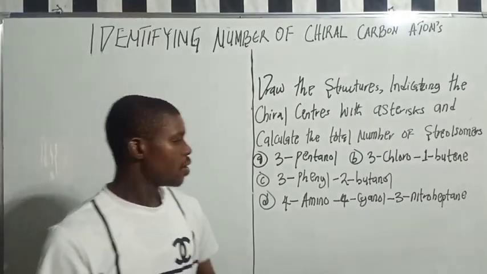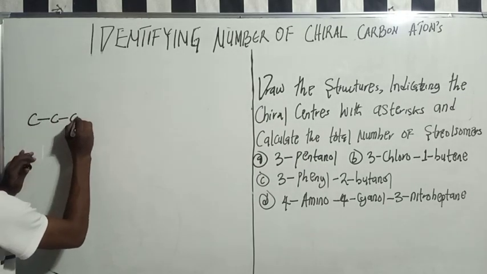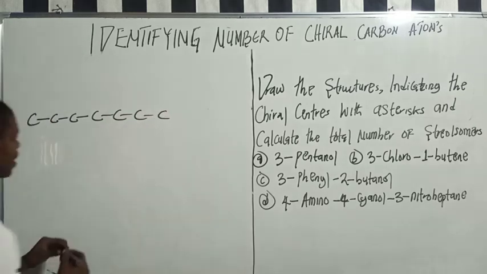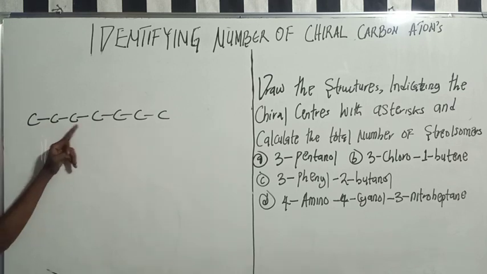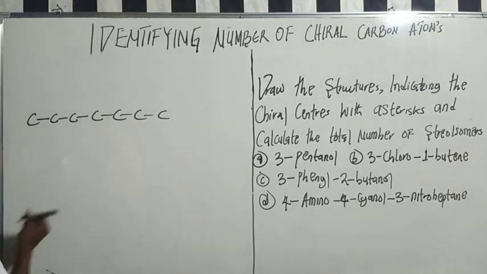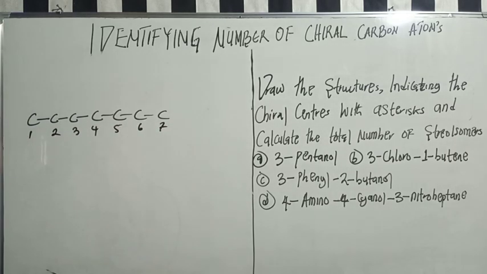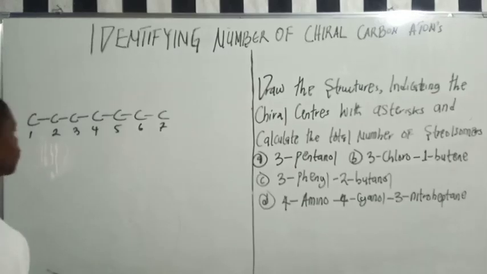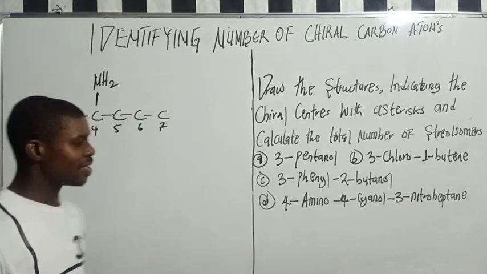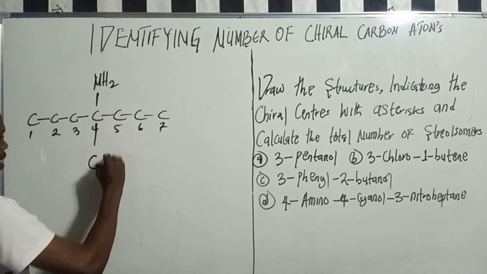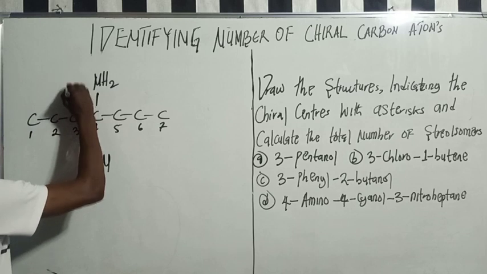So now let's do it together. When we talk about heptane, heptane means 7 carbon atoms. So here we have 1, 2, 3, 4, 5, 6, 7, right? So now let's start them from here. 1, 2, 3, 4, 5, 6, 7. So I count to 4. I have an amino group, so here I have NH2. Then I count to 4, I have a cyano group, which is CN. Can you see that? Then I count to 3, I have a nitro group. Here we have NO2.